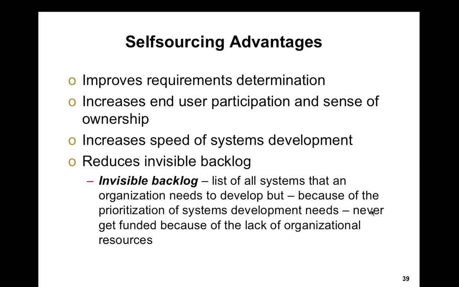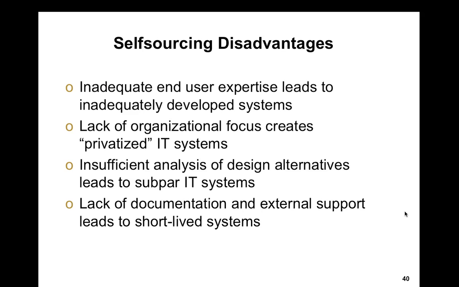And then it reduces the invisible backlog, where you're sitting there working on other projects, waiting, and then the user has no idea what's going on. So the invisible backlog is a list of all the systems that an organization needs to develop. But because of prioritization of system development needs, you never get the funding because of the lack of organizational resources, or something ends up being in a queue for too long. Oh yeah, we're going to fix that next week. And they never end up getting the resources to fix it. They don't have to fix it next week if the user comes to them and says, here's your fix. Oh, they're giving you the fix.